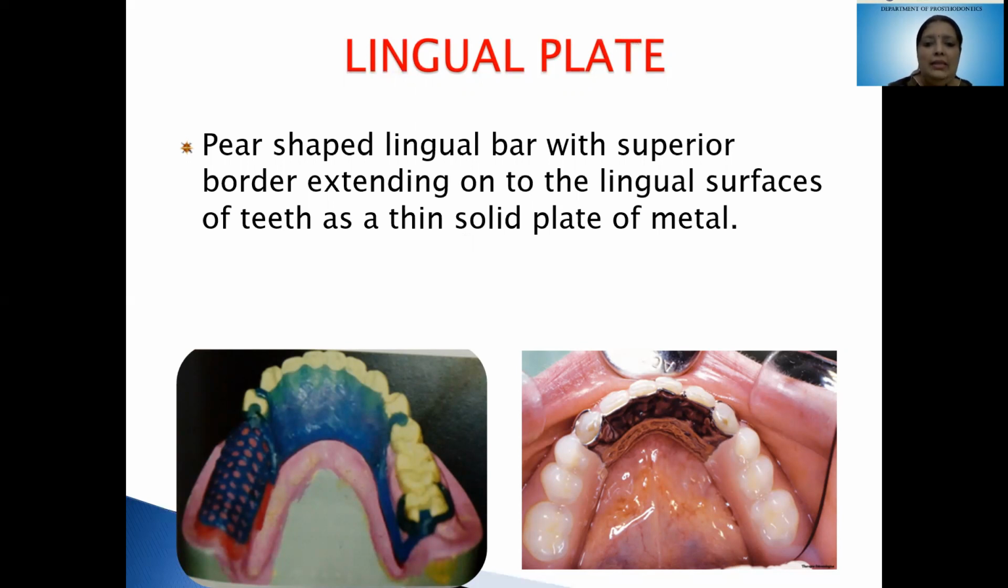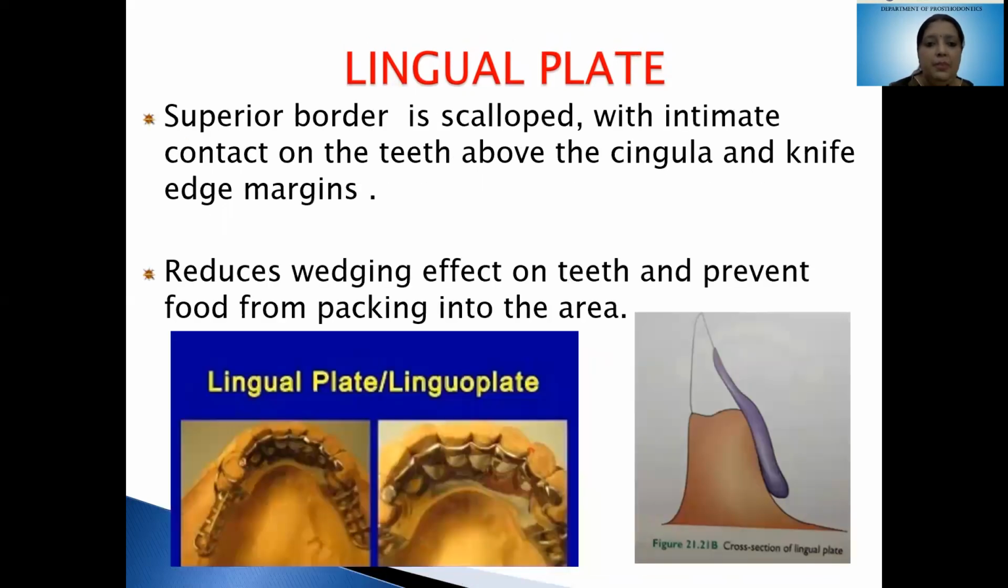Okay, so it looks like a thin, solid plate of metal. The superior border is scalloped. It should follow the outline and the curvature of the teeth. And it should have knife edge margins. There should not be any wedging effect on the teeth. It should not cause any food impaction in those areas. If you see the second picture, you can see how the superior border uniformly becomes thinner and merges with the lingual surface of the lower anterior teeth.